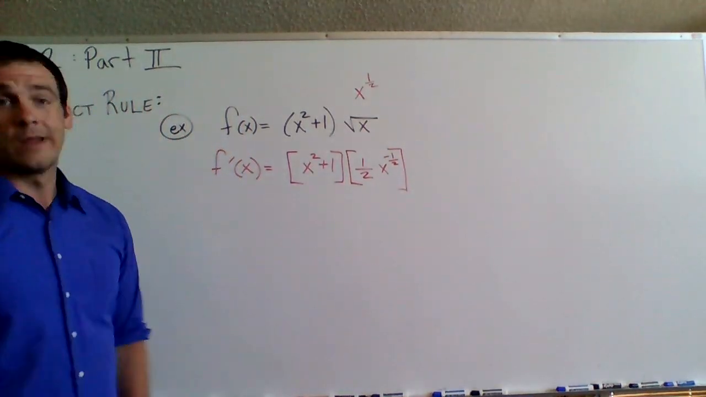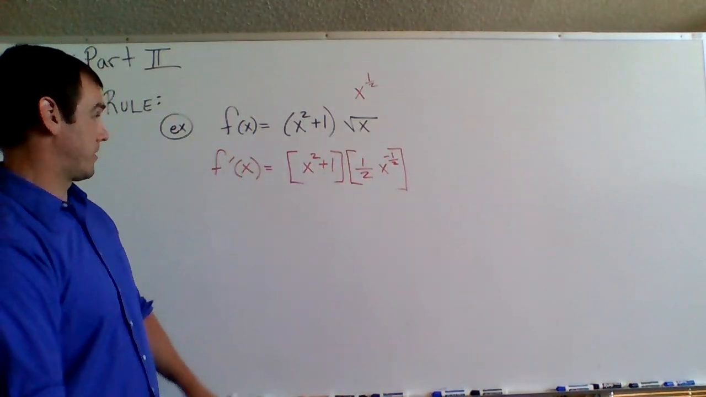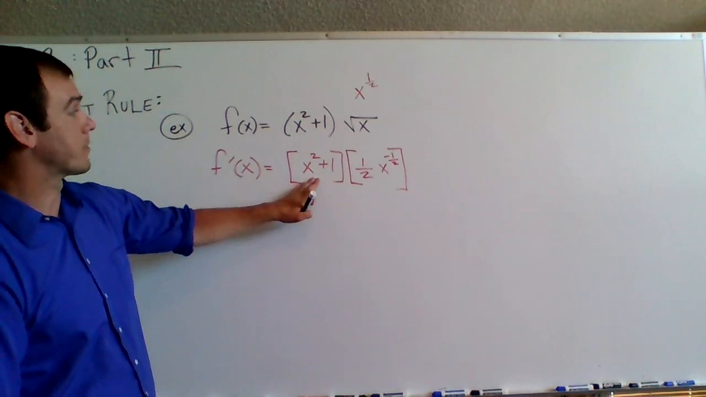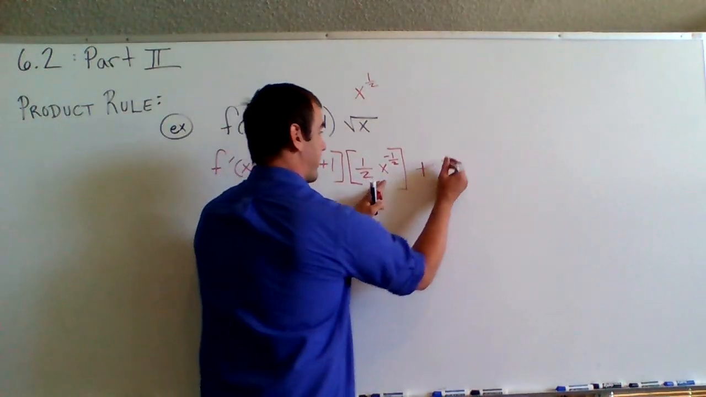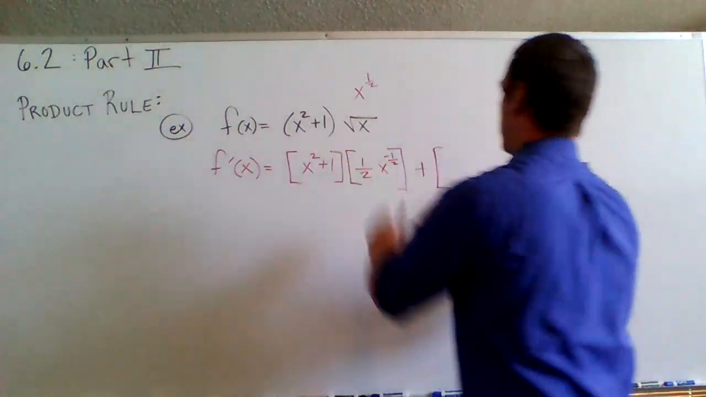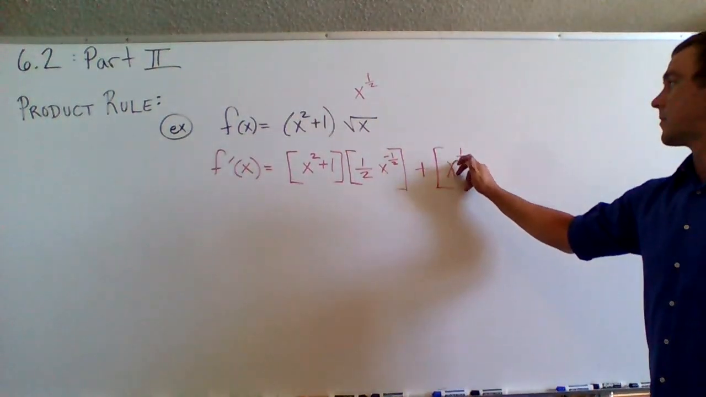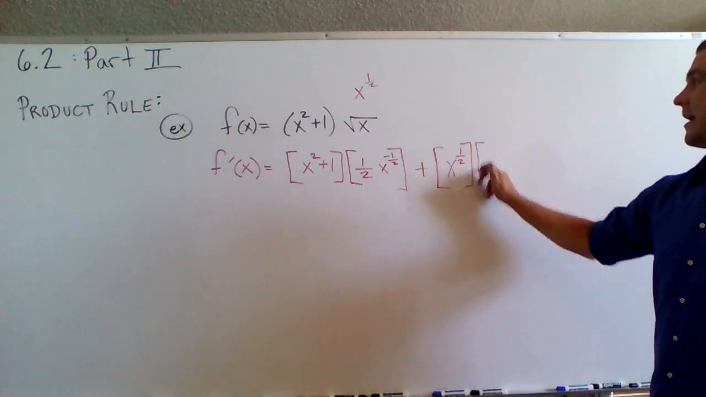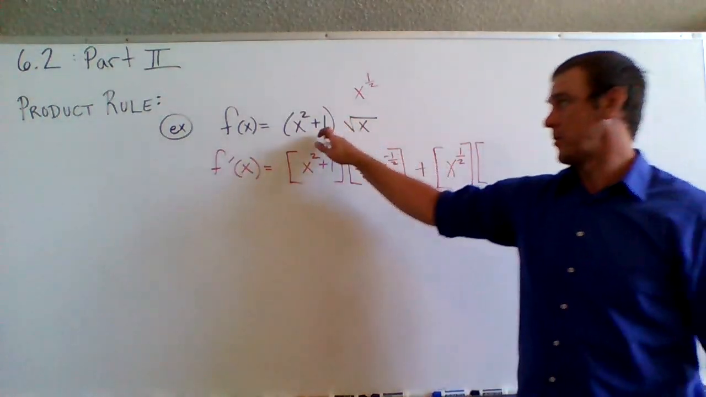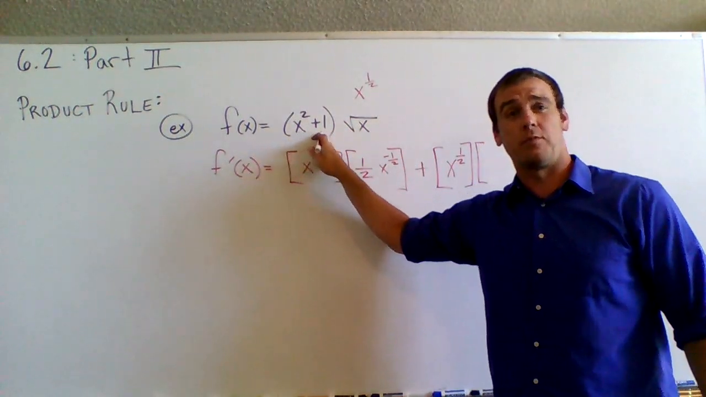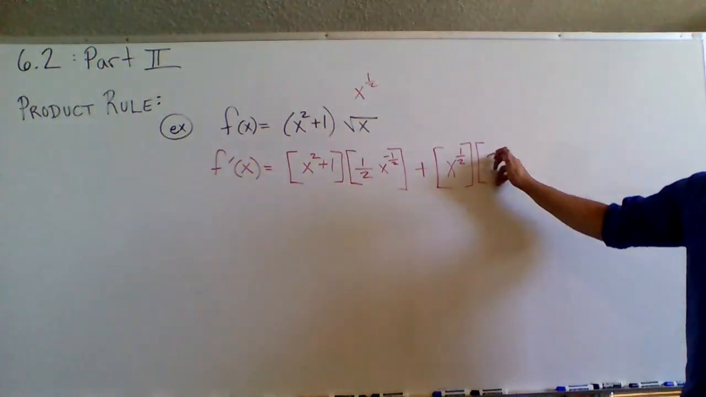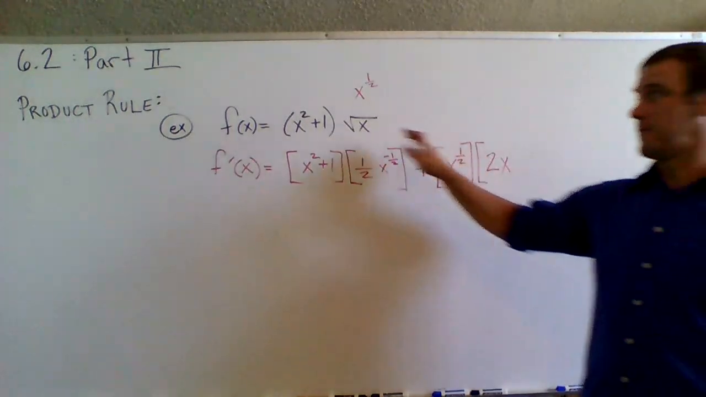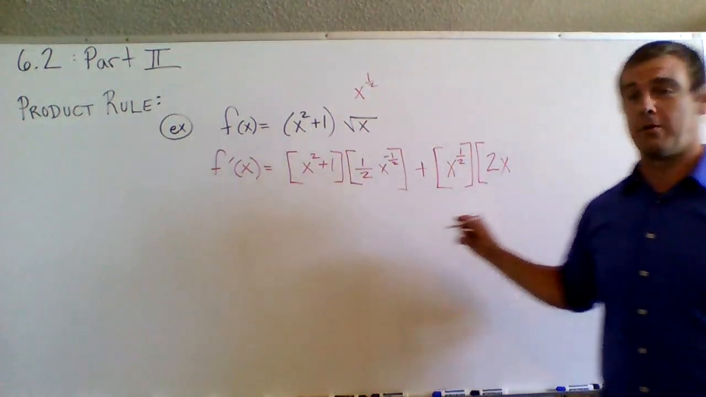I forgot where I'm at, so let's restart. We got the first times the derivative of the second plus the second, so x to the 1/2, times the derivative of the first. And I'm going to take the derivative of x squared plus 1. The derivative of x squared is going to be 2x. The derivative of 1 is going to be 0, so we don't need to write that.